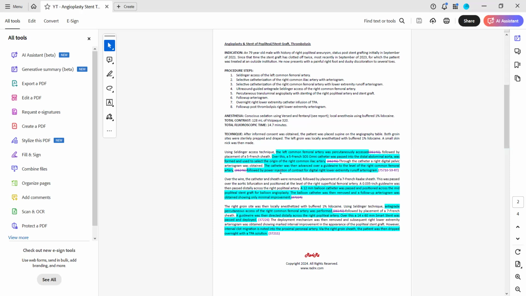So we look at the first step here where we see access was done at that left common femoral artery. That's the first part that I have highlighted there. Let me pull up my little pen here and zoom so I can actually annotate this drawing.